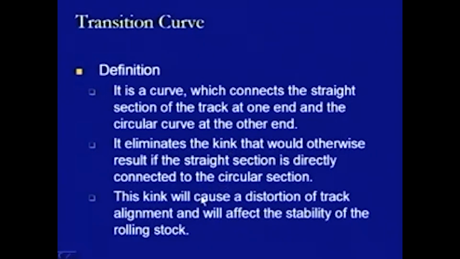And as I just discussed, this kink will cause a distortion of the track alignment. That is another condition, because there is a possibility that the jerks are being transmitted now to the track, and then with this transmission of the jerks or the impacts being created, the distortion of the alignment may take place. So, the alignment may go out of its location or its position, and it will also affect the stability of the rolling stock. That is another aspect, because the jerk is also transmitted to the rolling stock. So, it is a vice versa condition.